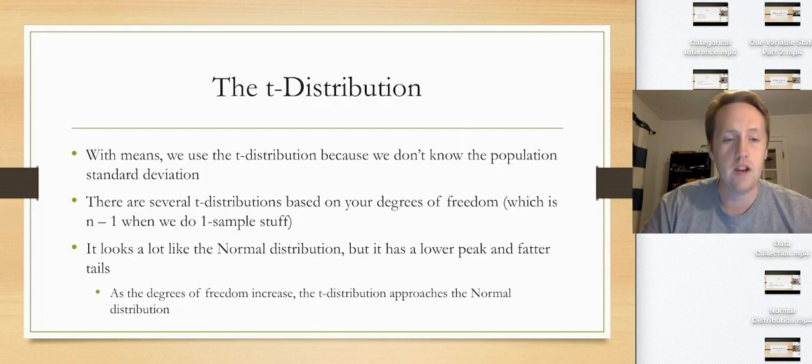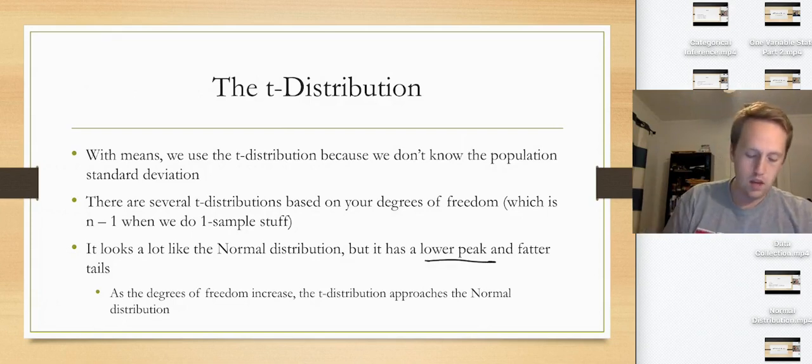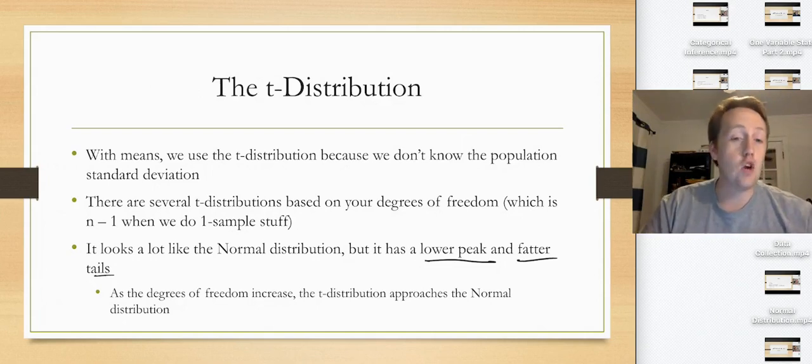So that's sample size minus 1. At least when we do one sample stuff. It gets more complicated with two sample stuff, but your calculator will spit it out at that point. The t-distribution looks a lot like the normal distribution, but it has a lower peak and fat tails. As the degrees of freedom increase, though, the t-distribution does approach the normal. So if you had somehow managed to get an infinite number of degrees of freedom, that is a normal distribution.